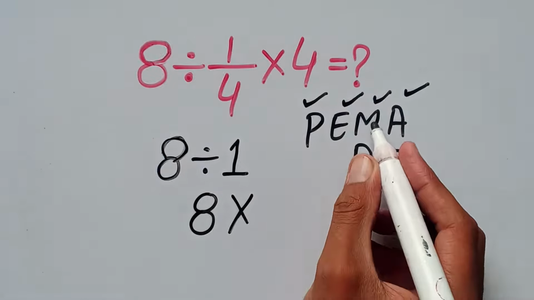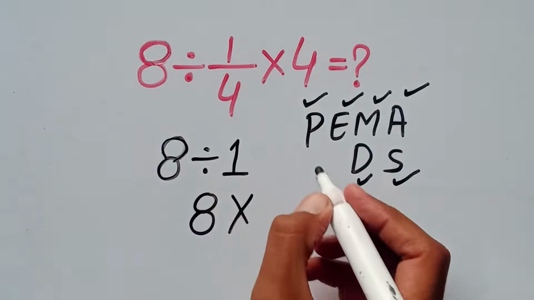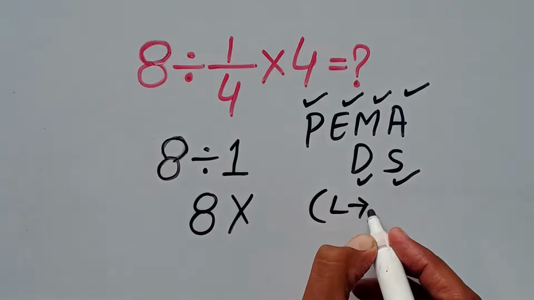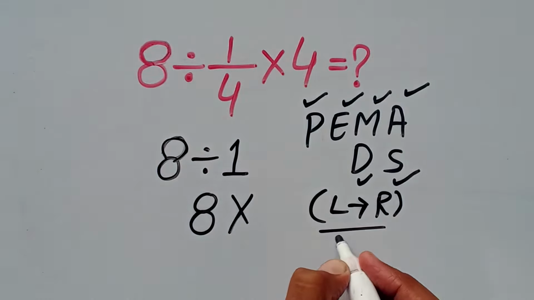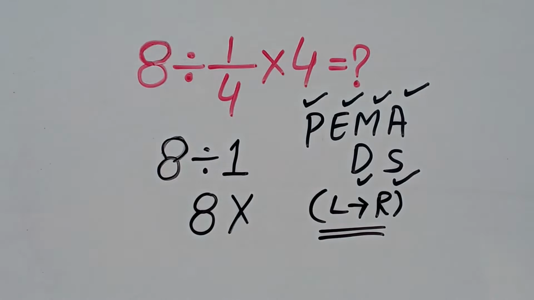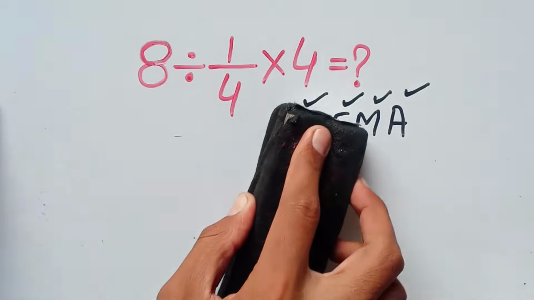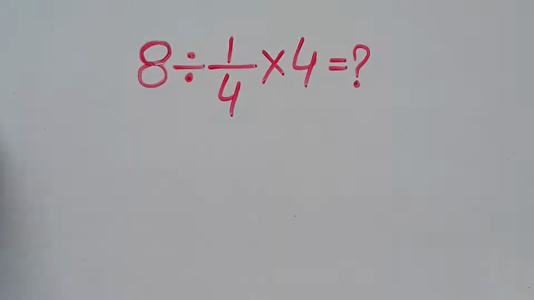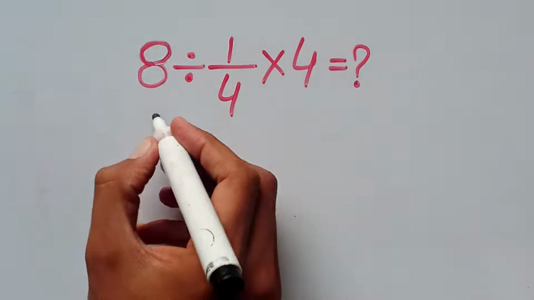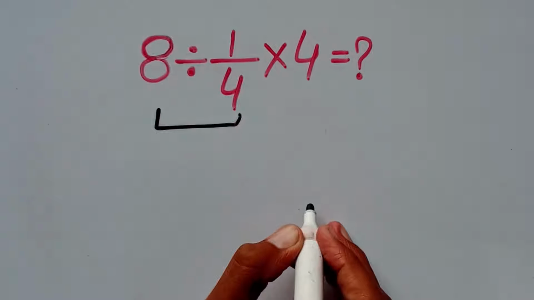and subtraction. Multiplication and division have equal priority, and we always solve them from left to right. Now students, I am going to solve the question by the correct method, so I can remove this wrong method. So according to the PEMDAS rule, first we solve this part.